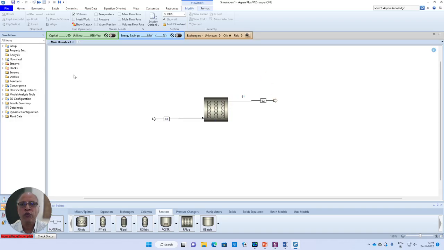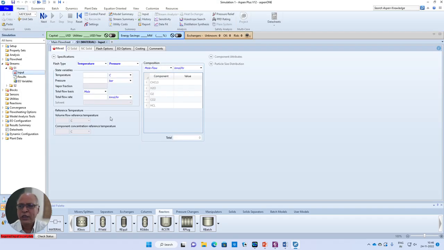Having done this, now we are supposed to specify the problem. So this is stream 1. We were given that the feed is entering at 10 degrees centigrade, a pressure of 1 atmosphere, and the flow rates are CHCl3 is 40 kilomoles per hour, water is also 40, oxygen is 20 kilomoles per hour. So we have defined the feed stream.